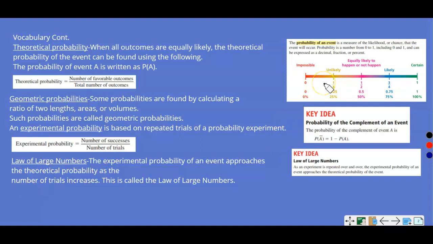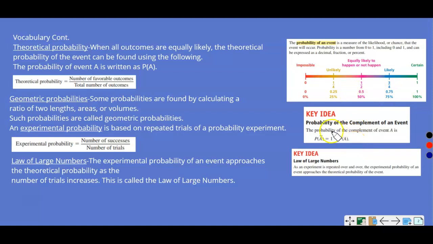All right, so up here on the right, you can see it talks about the probability of an event. The probability of an event can range from 0, impossible, to 100%, which is 100% certain. But the probability is going to show up most of the time as a decimal or a percentage, which is going to fall between that 0 and 100%.